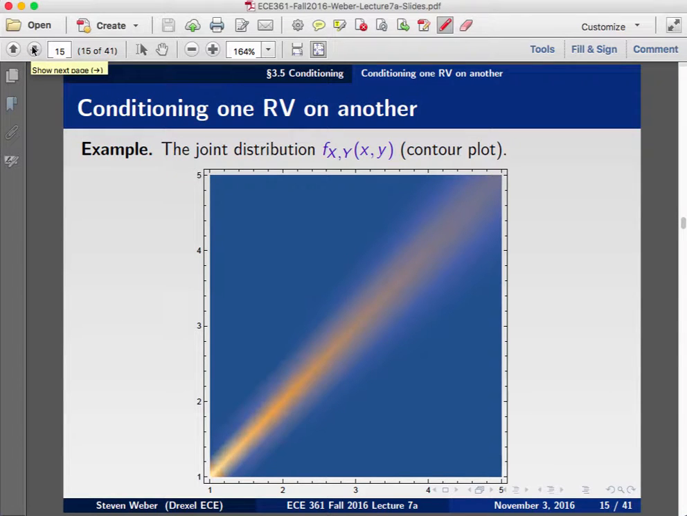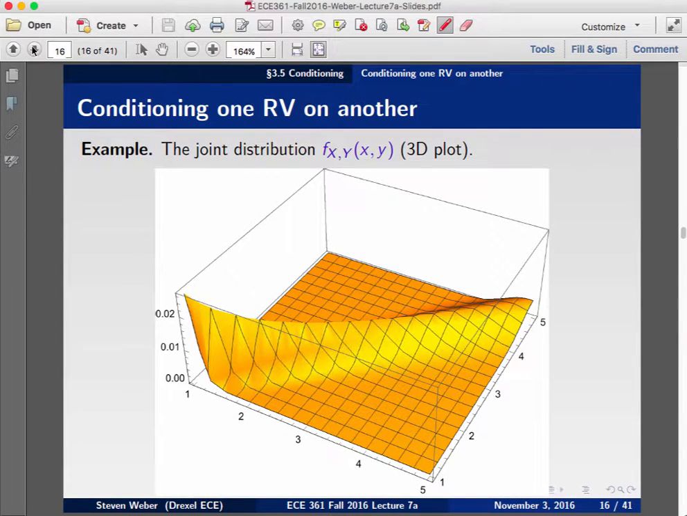And the same plot shown a little bit differently as a 3D plot shown here, where this is the x-coordinate, this is the y-coordinate, and this is the joint density f of x comma y.